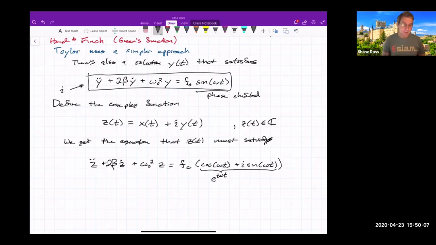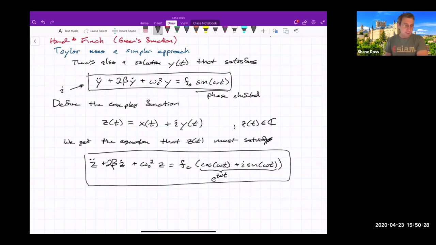All right. Now this might not seem that we've done any kind of tremendous advance, but because of the simple properties of the exponential function, this complex equation is actually much easier to solve than either of those real equations. So this is our complex equation. And then if we can find a solution for z, we just take the real part and voila, we've got a solution for x.